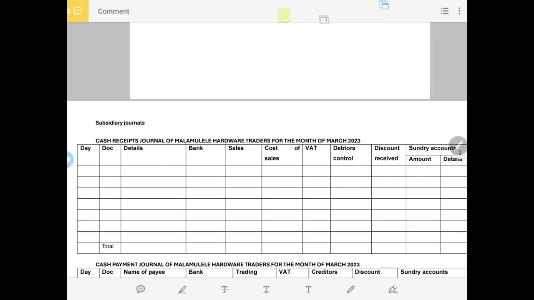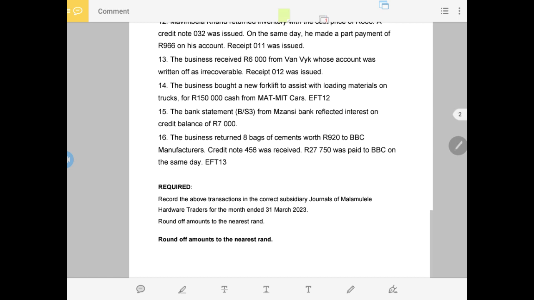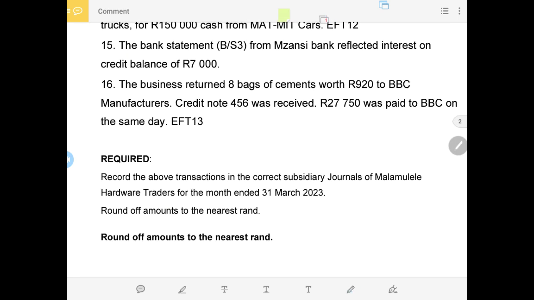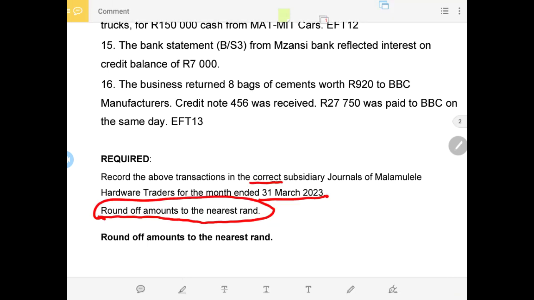So I've already done the template of each of the journals. We just need to record to the applicable journal. We now are required to record the above transactions in the correct subsidiary journals of Malamulele Hardware Traders for the month ending 31st of March 2023. So this is the month we are dealing with. We are required to round off amounts to the nearest rands. So these are the amounts that must be rounded off to the nearest rands.